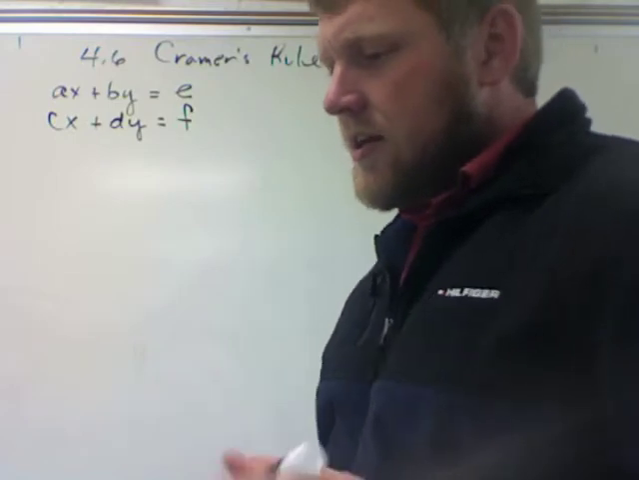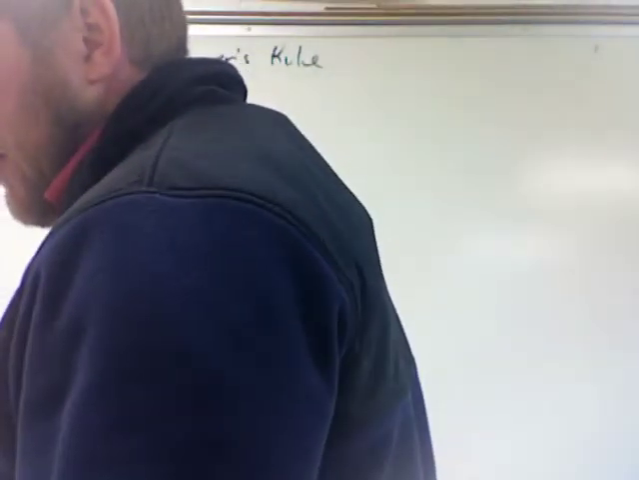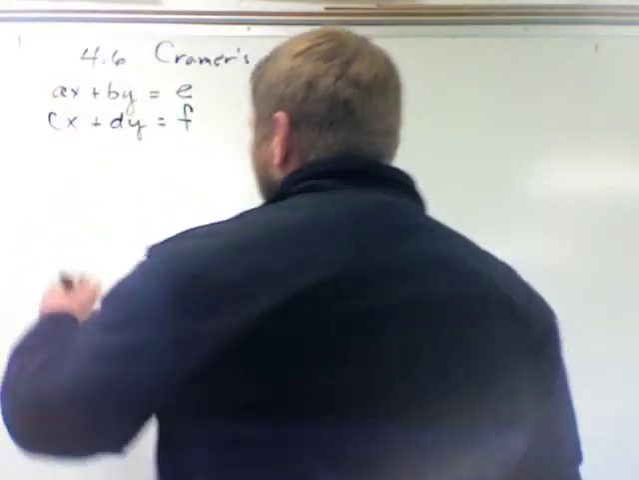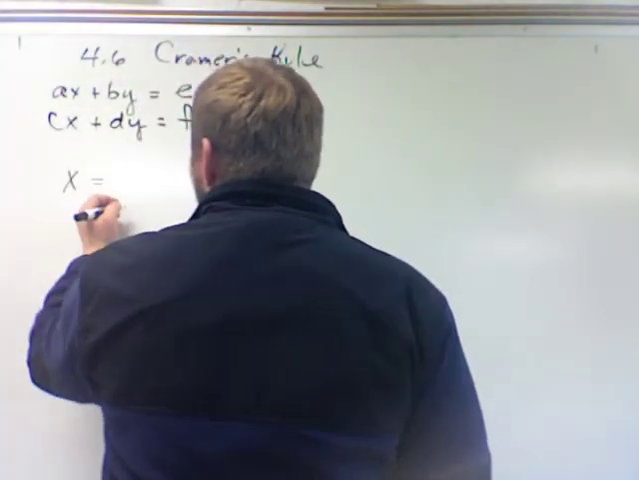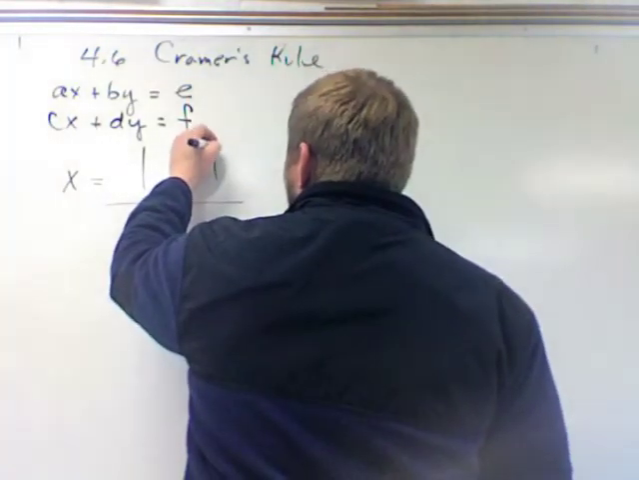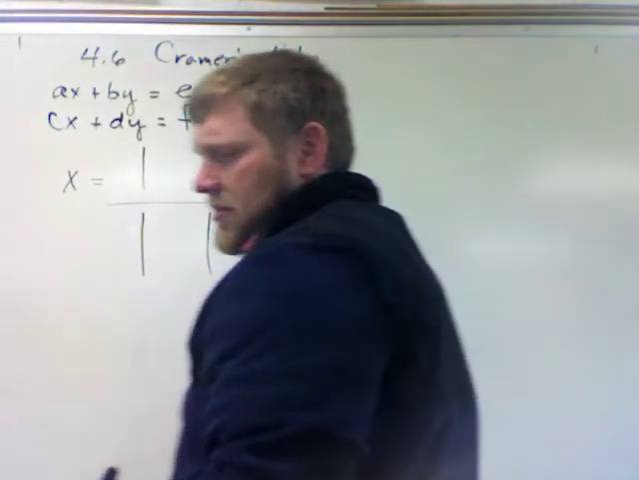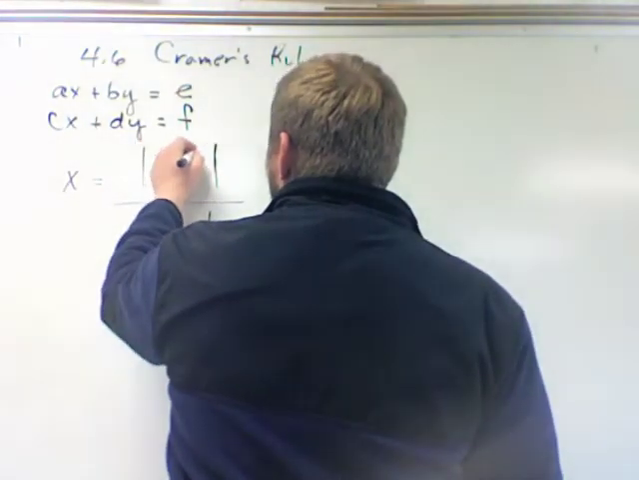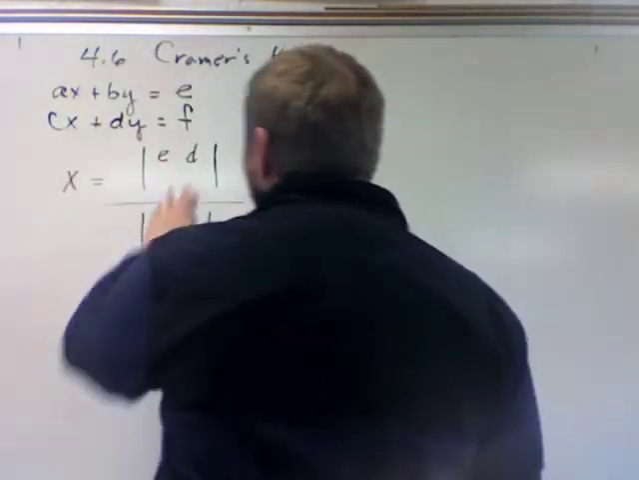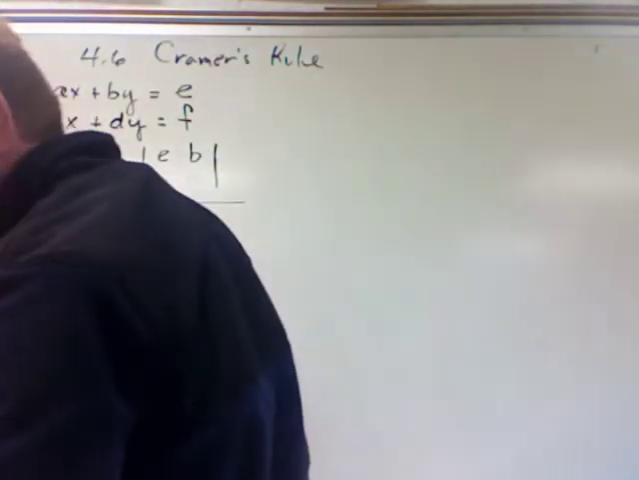Okay, so let me write down the algorithm. X is equal to the determinant divided by a determinant here. So let's see, x is... I'm sorry, this should be B. I have F, D.